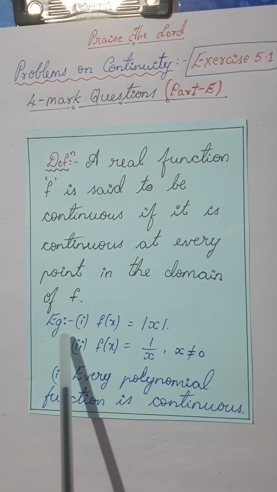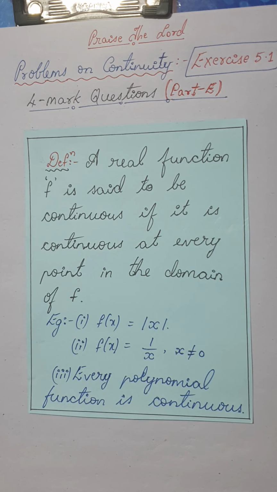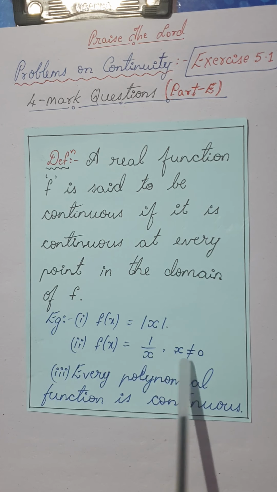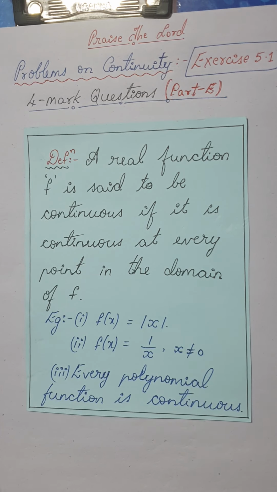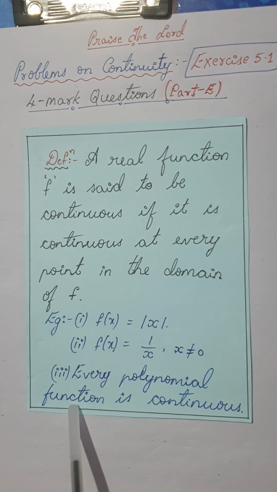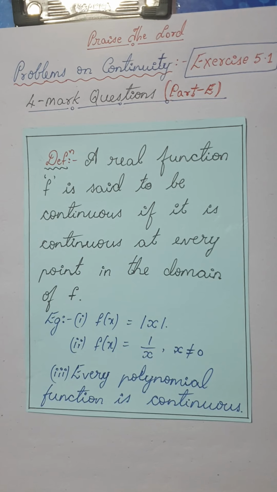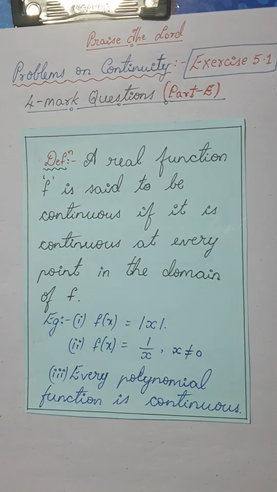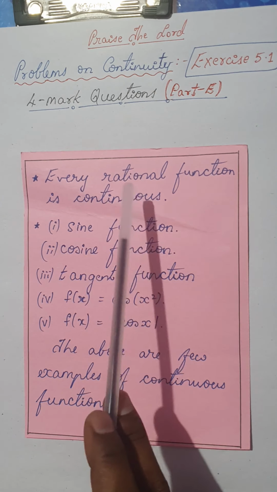Now look here. For examples, I can take f of x is equal to mod x, that is the modulus function, and f of x is equal to 1 by x, that is the reciprocal function. Please be careful about the condition x is not equal to 0. And then every polynomial function is continuous. You might have proved it in your classes. Every polynomial function will also be continuous. Next example is every rational function is continuous.